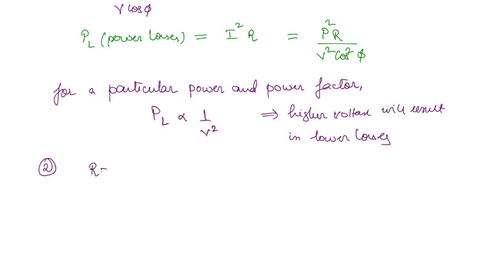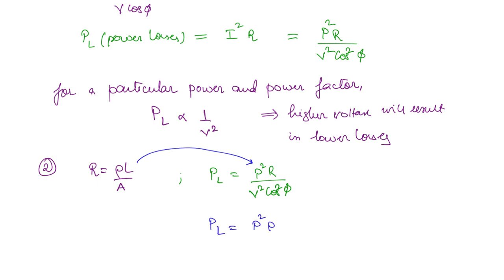Okay, so if you remember the resistance expression, rho L by A. Now the power loss expression PL is equal to P square R by V square cos square phi, right? Here we have seen this is the power loss. Now if you substitute this value of R here, then what are you going to get? PL is equal to P square rho L by V square A cos square phi.